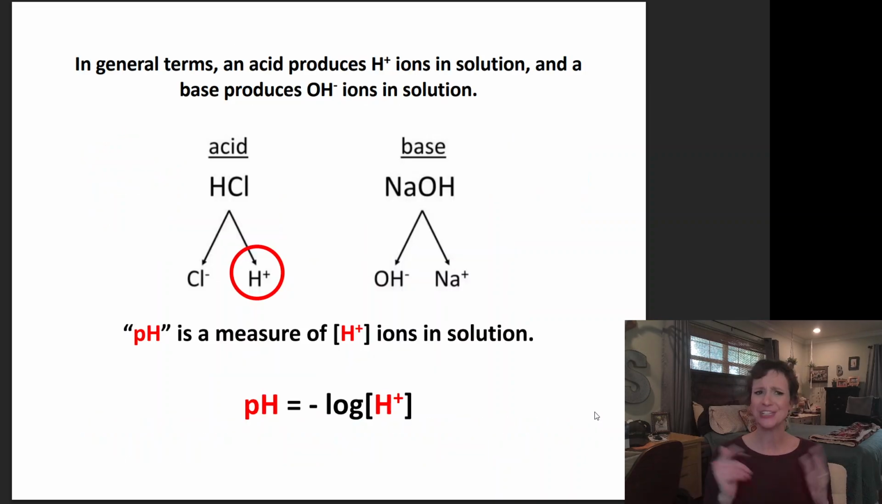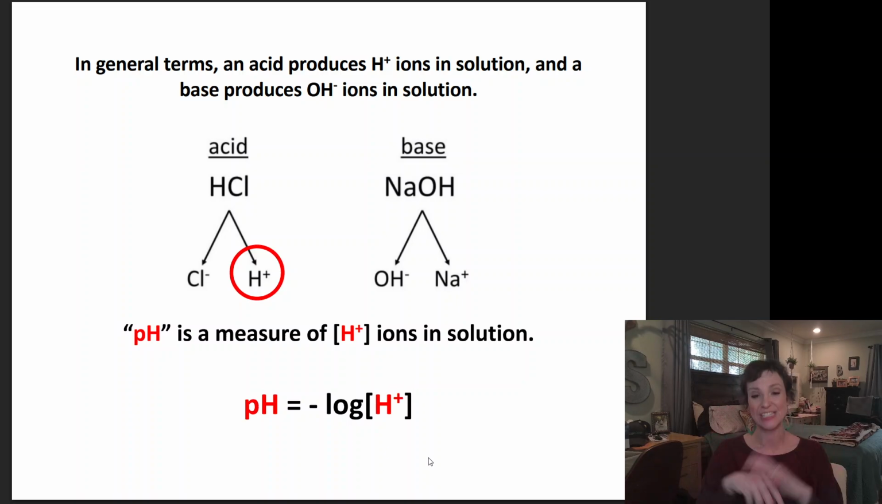So in general terms, an acid produces hydrogen ions in solution and a base produces hydroxide ions in solution. And the indicators change color depending on these ions present. Does it depend on how much of these ions are present? Yes, it does. In fact, pH is a measure of the concentration of the hydrogen ions in solution. So here's our first pH equation. To solve for pH, I take the negative log of the hydrogen ion concentration.